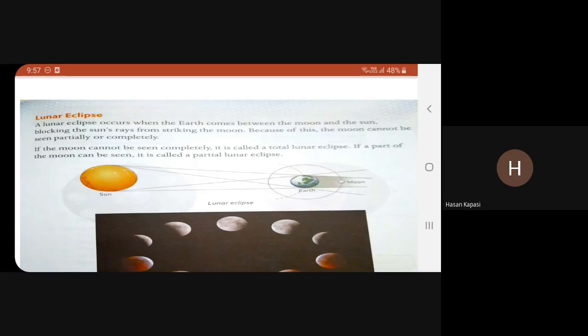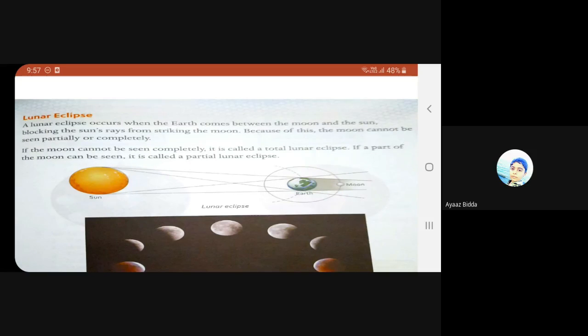And because of that, we are not able to see the moon, because we know that the moon does not have its own light. But the sun's light comes and falls upon it, so that we can see it. But right now, Earth comes in between both of them, so the sun's light will not reach the moon. And do you know another thing? This lunar eclipse always takes place on the full moon.